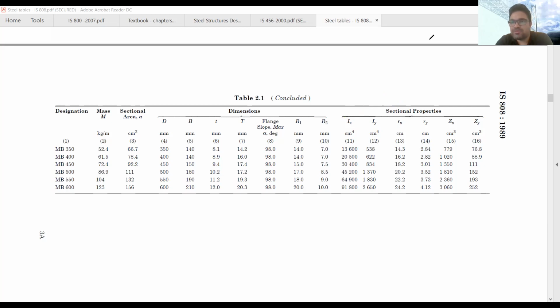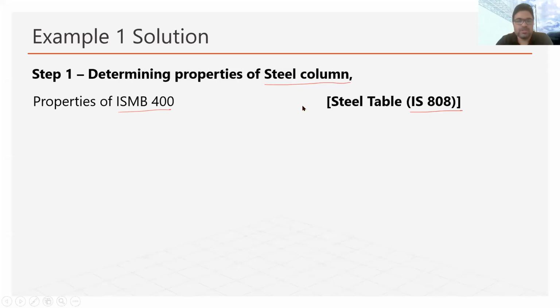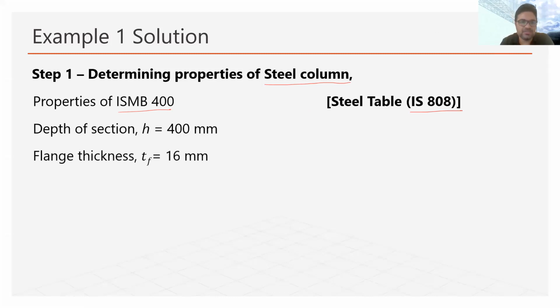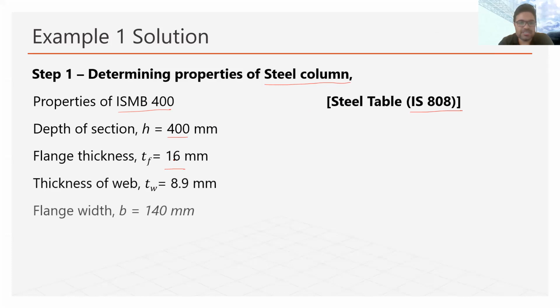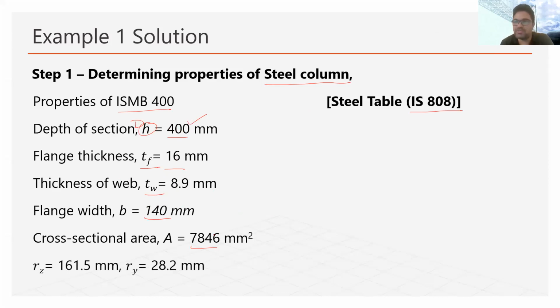So now we will go to our slide. From the steel table, we can write the properties like the depth of section, which is 400, and flange thickness 16 mm. So all these values we can find out from the steel table. Okay, so this is the cross sectional area of the I section, and this is the flange width. H is the depth. Basically there it was used as D, but here we are using H. Okay. Similarly, this is the thickness of flange, thickness of web. So all these parameters, these values we can find out from the steel table.